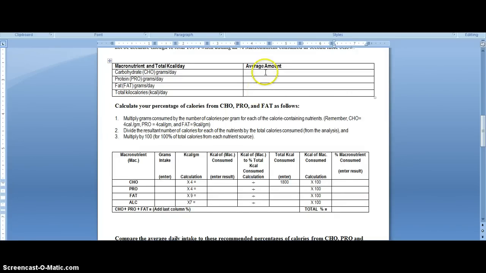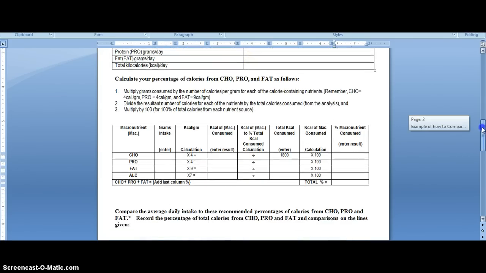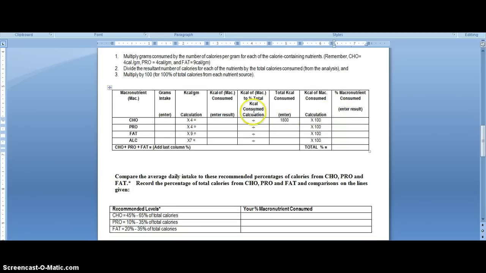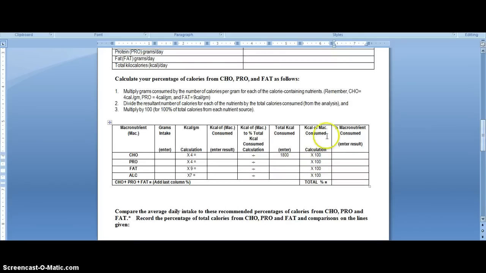After you have entered the information in this part of the chart about your carbohydrates, your protein, your fat, and your calories, you're now ready to go down to the next part, which is entering information in this chart. You have to calculate your percentage of calories from carbohydrate, protein, and fat.